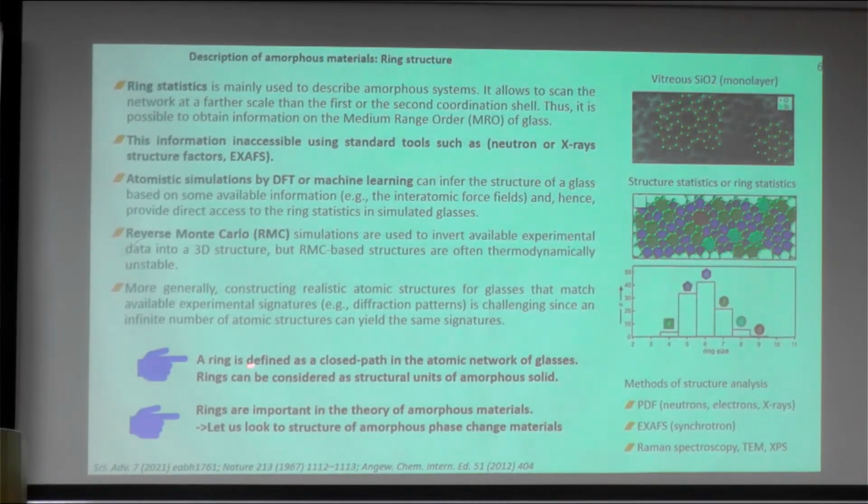So some definition: what is a ring? In an amorphous solid, a ring is defined as a closed path in the atomic network of clusters. Rings can be considered as structural units of amorphous solids. So this is one definition. We will also learn about another definition. And these rings are important in the theory of amorphous solids.